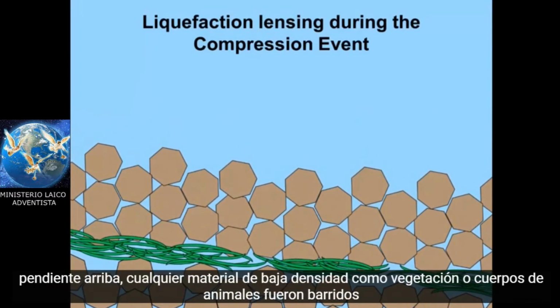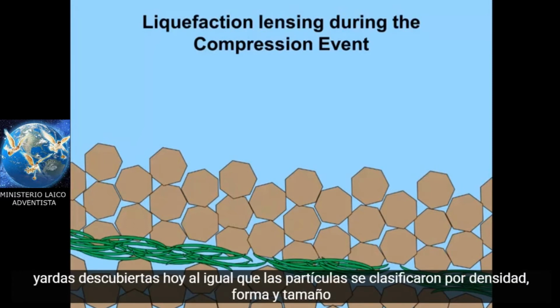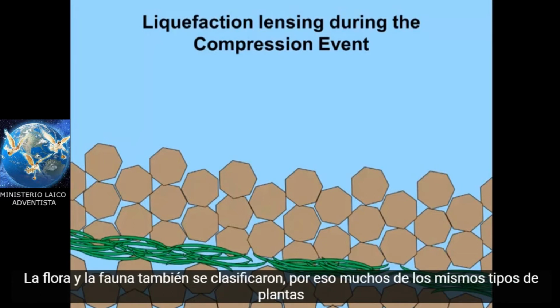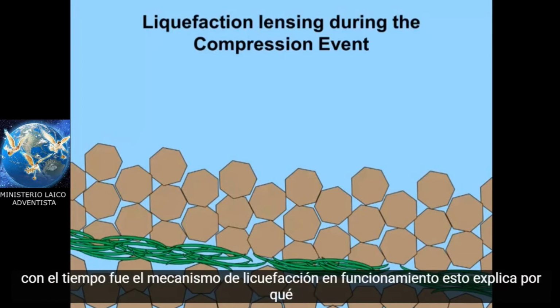Any low-density materials like vegetation or animal bodies were swept along these flows, producing coal seams, oil deposits, and many mixed fossil boneyards uncovered today. Just as particles were sorted by density, shape, and size, flora and fauna were also sorted. This is why so many of the same types of plants and animal fossils are found in the same layers worldwide. It is not evolution over time, it was the mechanism of liquefaction at work.